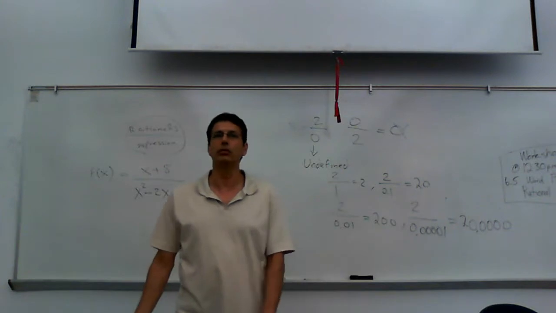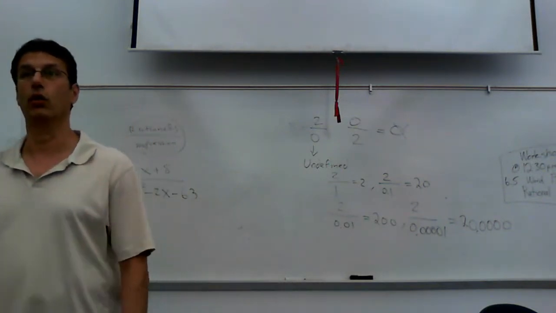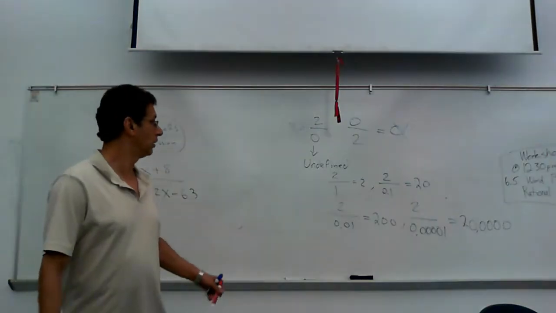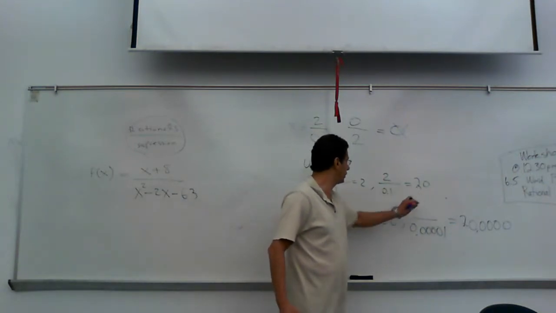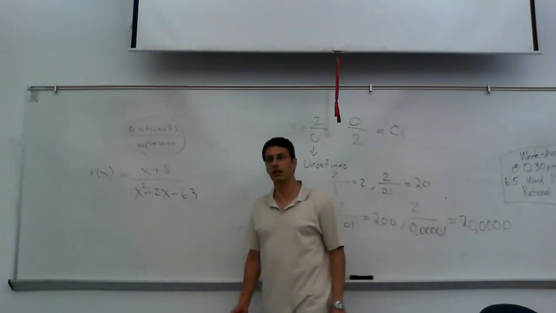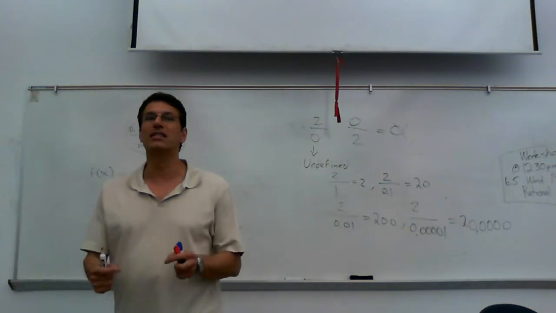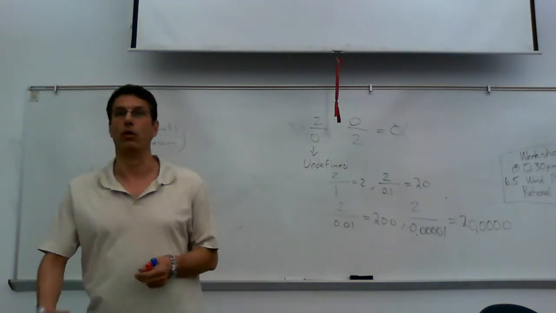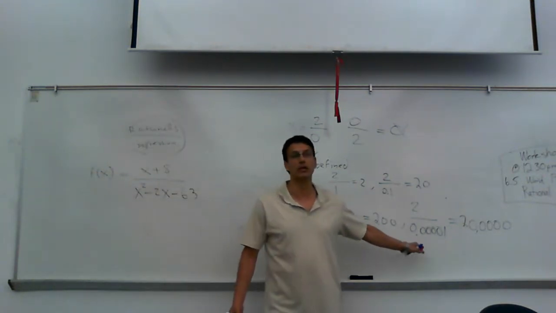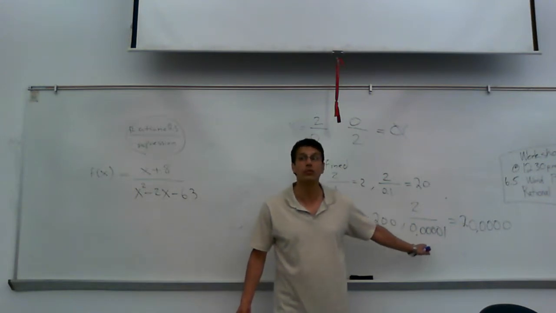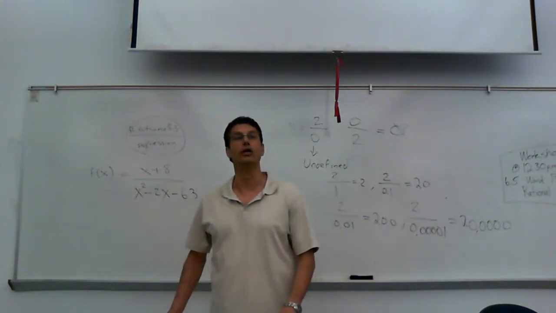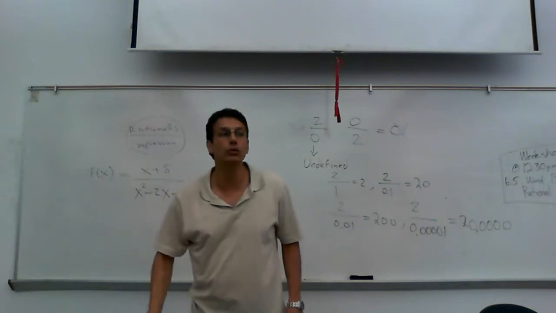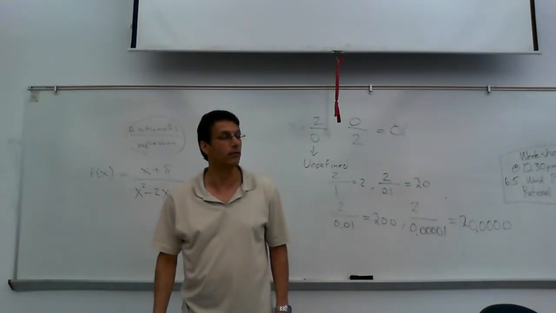So what's happening to the quotient or the result? We go from 2 to 20 to 200 to 2,000. Isn't it getting larger? So as the denominator gets smaller and smaller, how small is it getting? It's getting closer and closer to what number? 0. The result gets larger. It blows up. It goes to positive infinity.